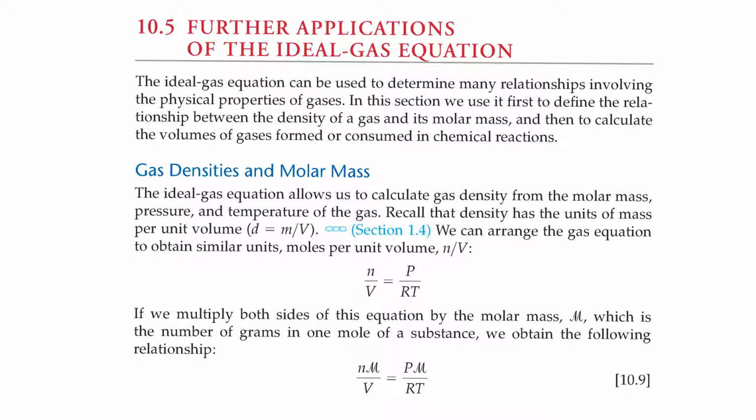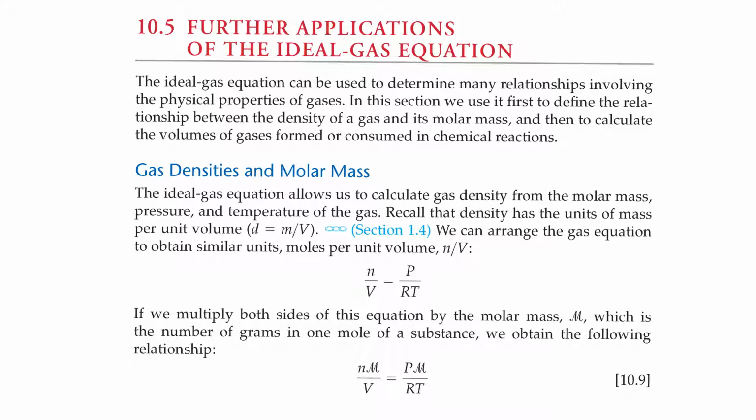Gas densities and molar mass. The ideal gas equation allows us to calculate gas density from the molar mass, pressure, and temperature of the gas. Recall that density is the units of mass per unit of volume. We can rearrange the gas equation to obtain similar units, moles per unit volume. So n over V equals P over RT.